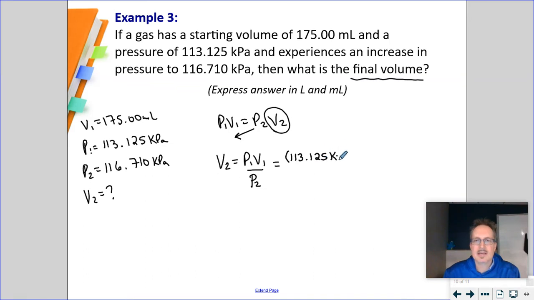113.125 kilopascals times 175 milliliters divided by 116.710 kilopascals.